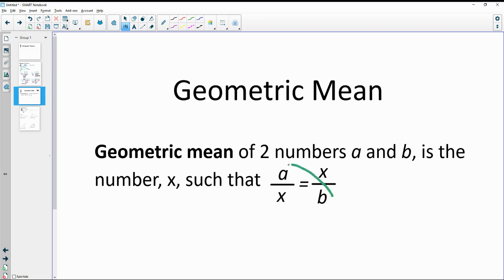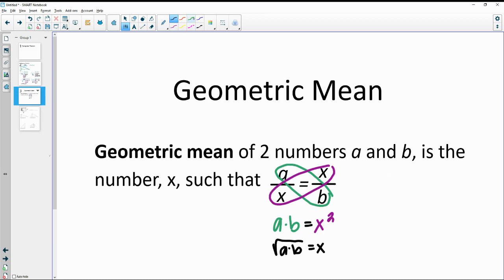So what's going to end up happening is you would cross multiply. So you'd get a times b equals x times x, so x squared. And then you'd end up square rooting here, and you would get that the square root of a times b equals x. So really, if you're just given two numbers, the geometric mean is just multiplying those two numbers together and taking the square root.